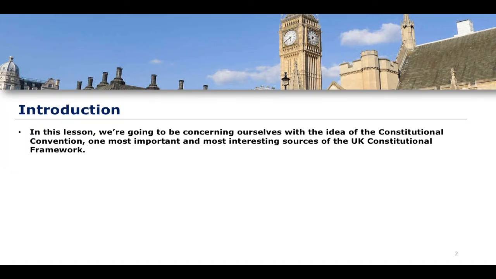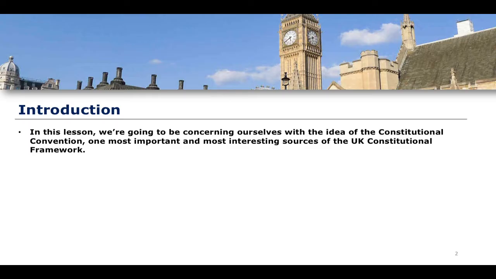And so ultimately, we're going to be concerning ourselves with the idea of a constitutional convention, arguably one of the most important sources of the UK constitution. And really, it is one of the sources of the UK constitution that is indicative, if you will, of the nature of the United Kingdom as an uncodified system of constitutional law.